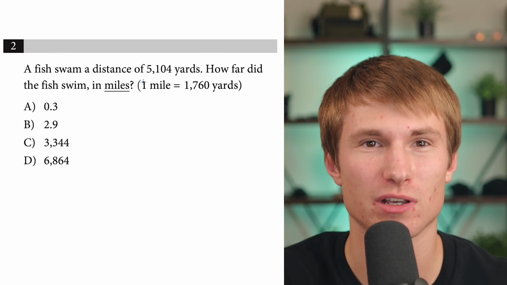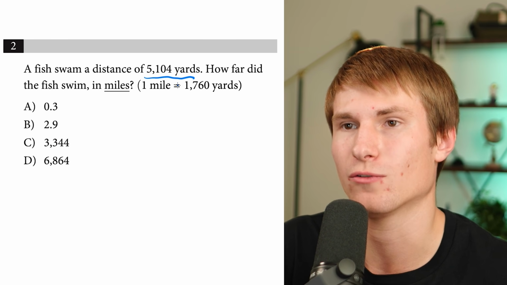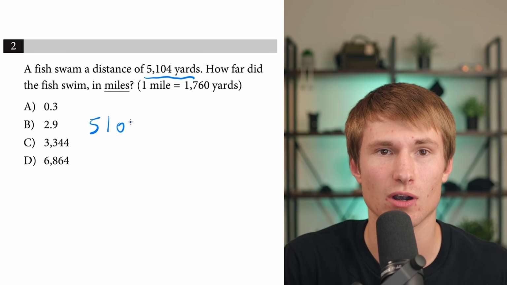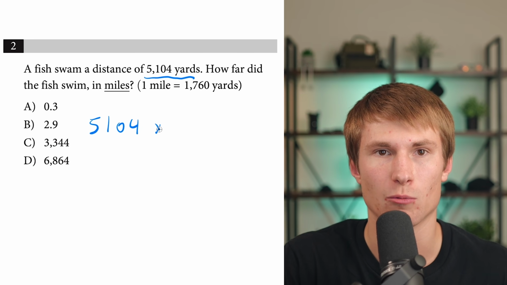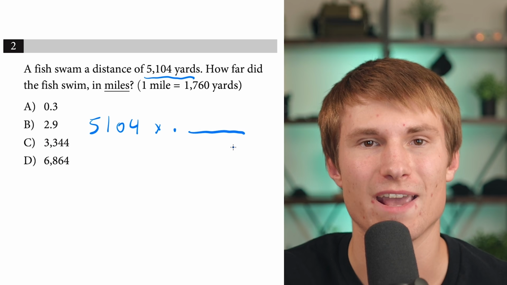Here's a tip for unit conversion questions on the SAT. Question 2 states a fish swam a distance of 5,104 yards. How far did the fish swim in miles? What you're going to do is take your number of yards, 5,104, and we'll use y to represent yards here, and we want to multiply in a way that gets rid of the yards.